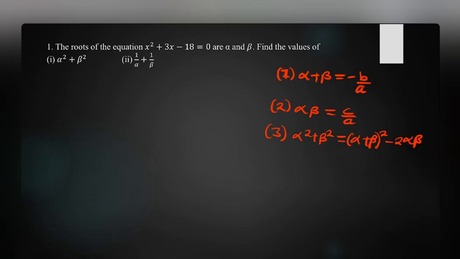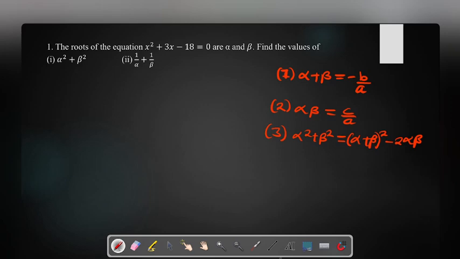And today we'll be using these same properties to evaluate the roots that we have been given. The question says that alpha and beta are the roots of the equation, which is a quadratic equation. Find the values of, we have our part 1, which says alpha squared plus beta squared. That's our part 1.